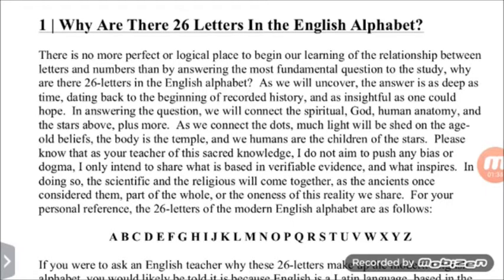For your personal reference, the 26 letters of the modern English alphabet are as follows, and these are all in capitals: A, B, C, D, E, F, G, H, I, J, K, L, M, N, O, P, Q, R, S, T, U, V, W, X, Y, Z.